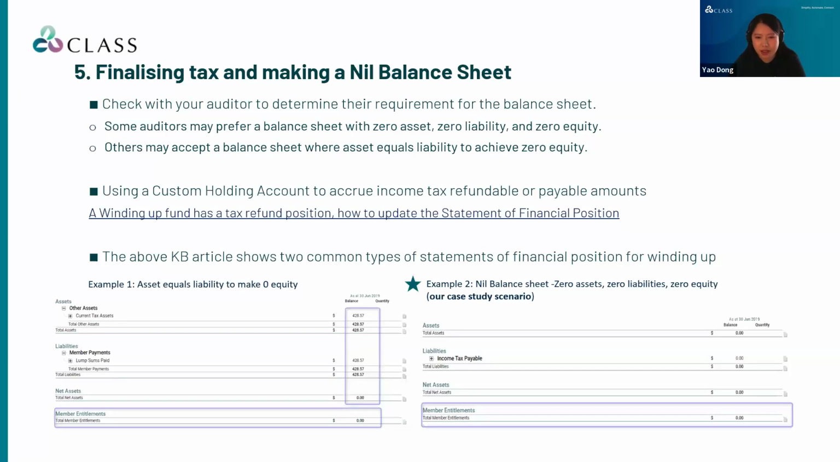In practice, some auditors may prefer the new balance sheet with 0 assets, 0 liabilities, and 0 equity, which is example 2 on the right-hand side. While some auditors may accept the balance sheet where assets equal liabilities to make the equity 0, which is example 1. The following case study will demonstrate how to achieve a new balance sheet, such as example 2, which is very commonly required by the auditor, but involves more steps.